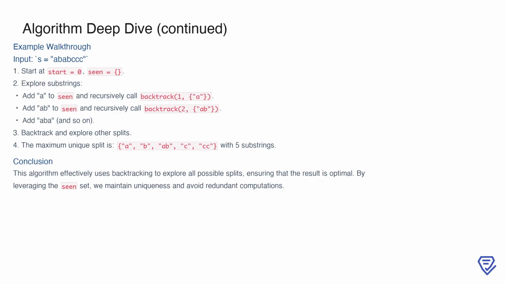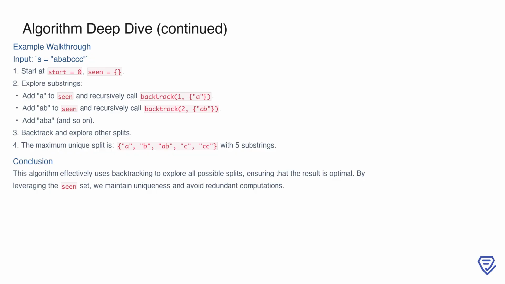For this input, one optimal split is A, B, B, C, C, C, which gives us 5 unique substrings. This example demonstrates how backtracking allows us to explore all possibilities while the seen set ensures uniqueness and prevents redundant computations.